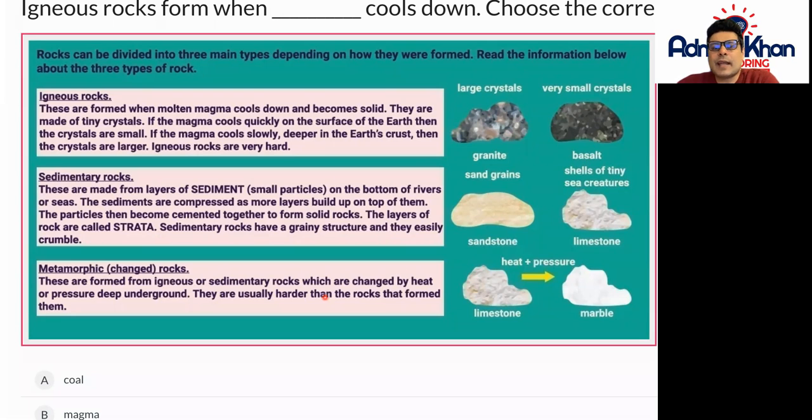And at the end, we have metamorphic rocks, and you've got two examples of metamorphic rocks whereby the sedimentary rock, limestone, turns into a metamorphic rock through heat and pressure, and the metamorphic rock then becomes marble. So metamorphic rocks are formed from igneous or sedimentary rocks, which are changed by heat or pressure deep underground. They are usually harder than the rocks that formed them.